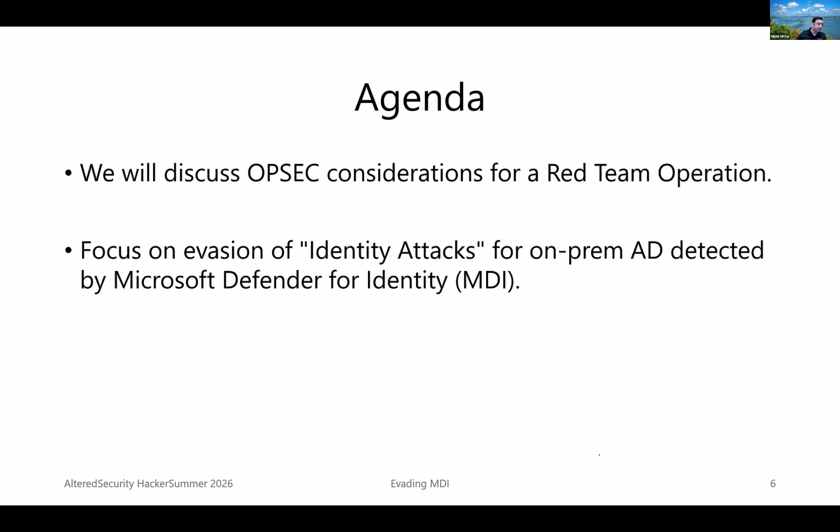That is, if you compromise an identity or try to compromise an identity, what happens? What happens if a service by Microsoft that is specifically acquired for attacks like this is configured? How do we evade that? That is going to be the agenda.